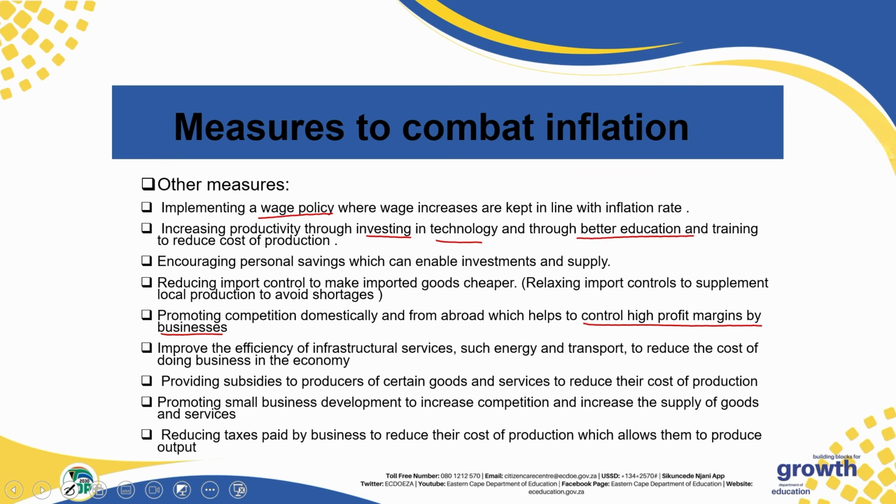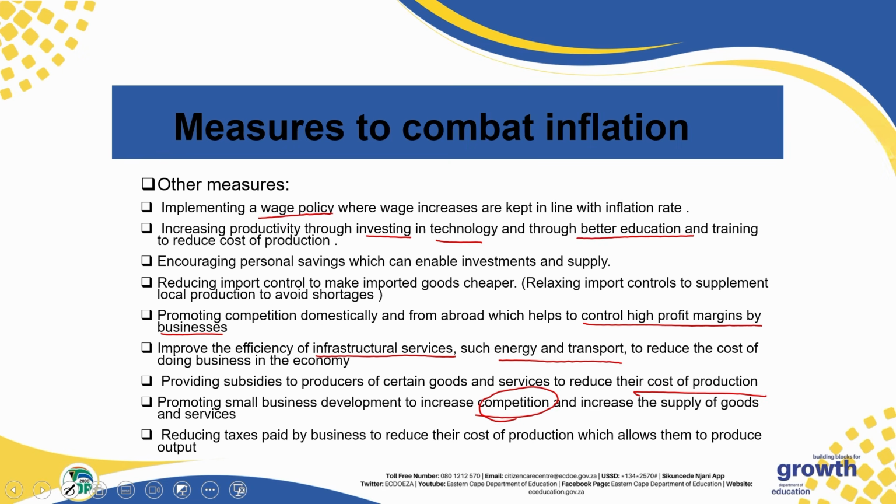The government can also improve the efficiency of infrastructural services such as energy and transport to reduce the cost of doing business in the economy, therefore lowering prices. The government also provides subsidies to producers of certain goods in order to reduce their cost of production. The government can also promote small business development to increase competition in the market.